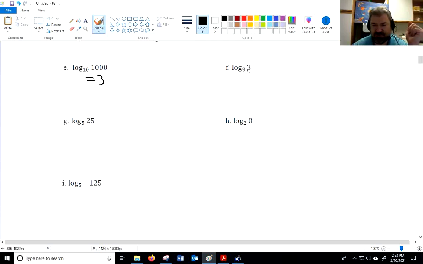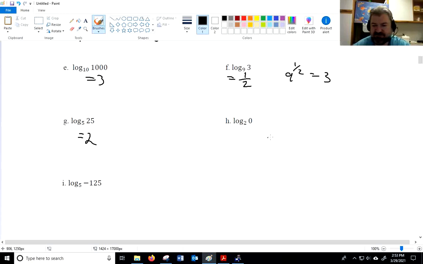Log base 9 of 3. 9 to what power is 3? Well, the square root of 9 is 3. So that's the 1/2 power. So the log base 9 of 3 is, oh, I'm sorry, I wrote 3. It's 1/2. Log base 5 of 25. 5 squared is 25, so this must be 2.